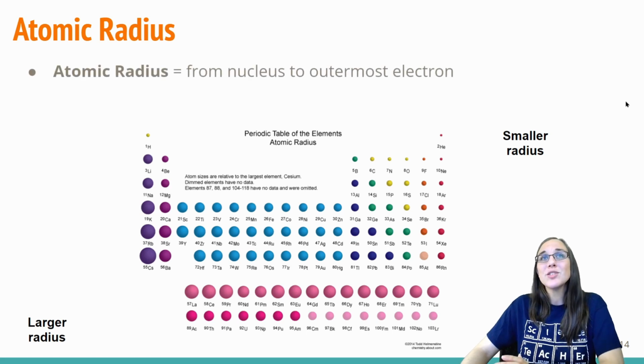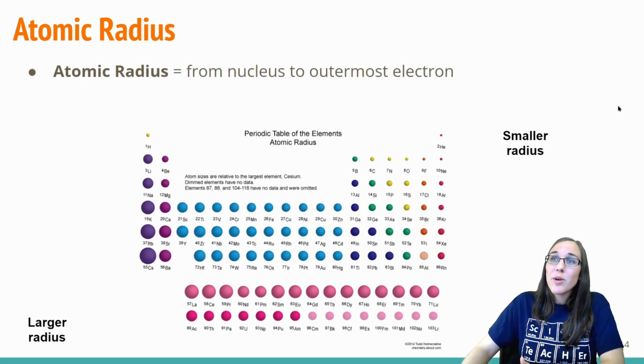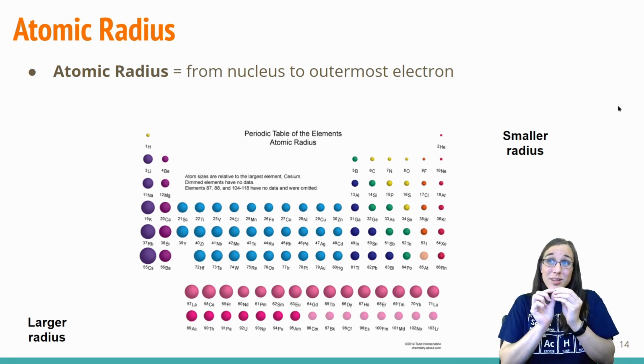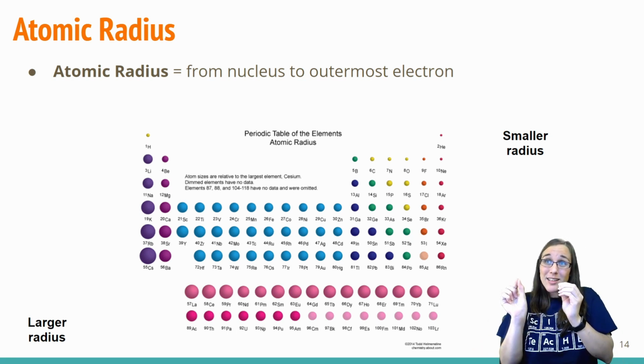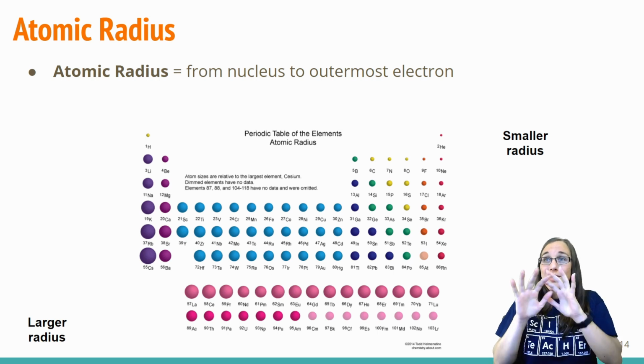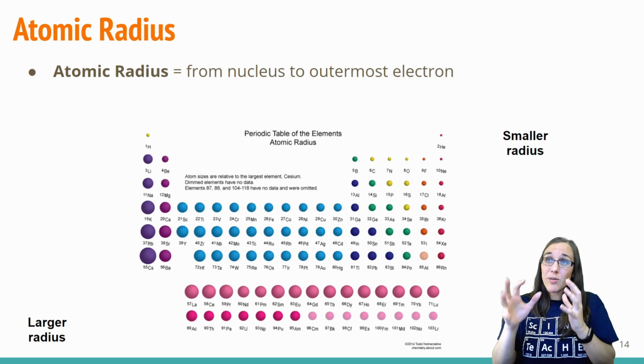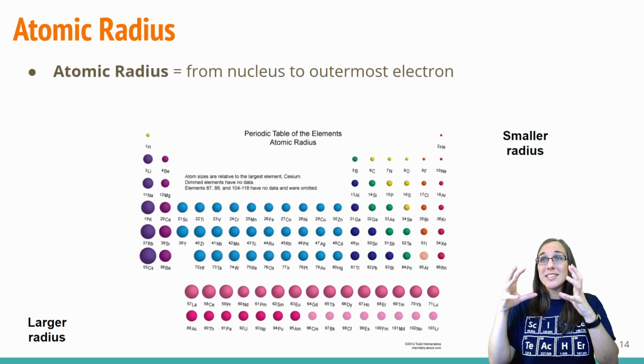So then we have this trend, where an atomic radius is defined as the distance from the nucleus to the outermost electron. So when we're talking about that atomic cloud, right, where all of the electrons are floating around, we know that it's not planetary, we know that they're kind of just this density floating around the nucleus.